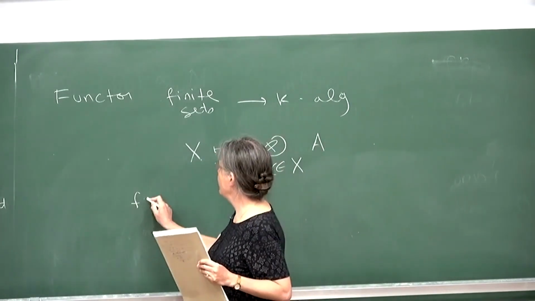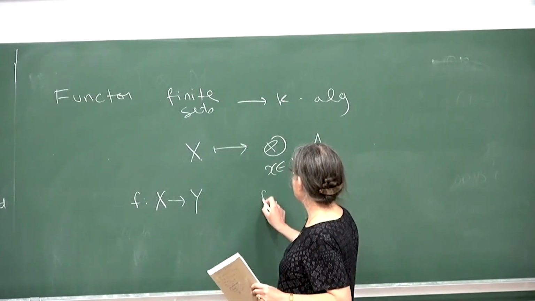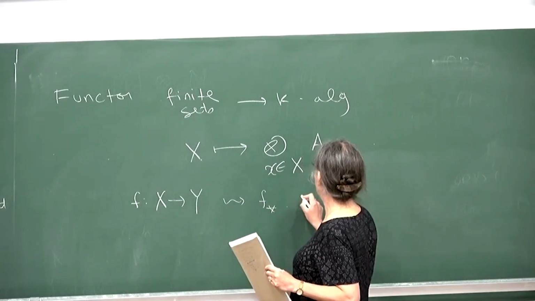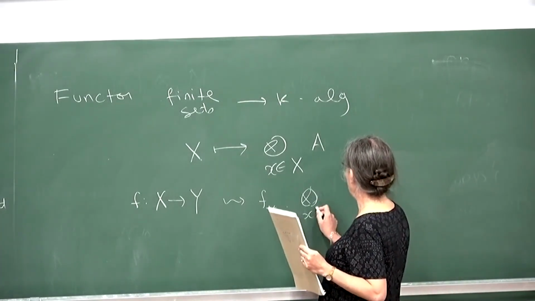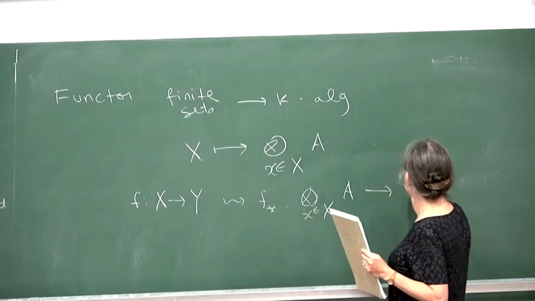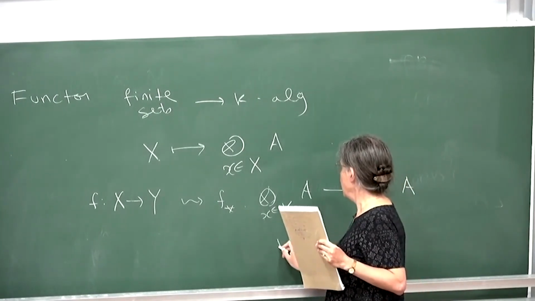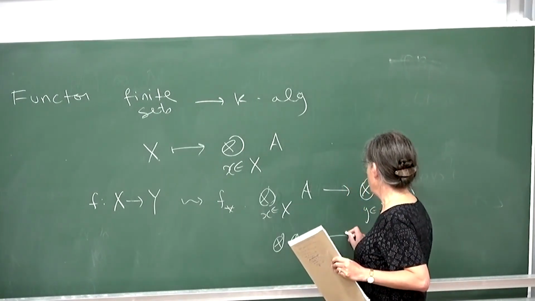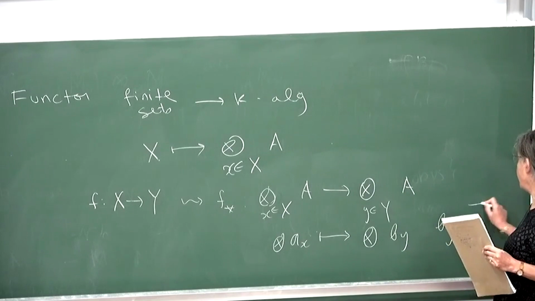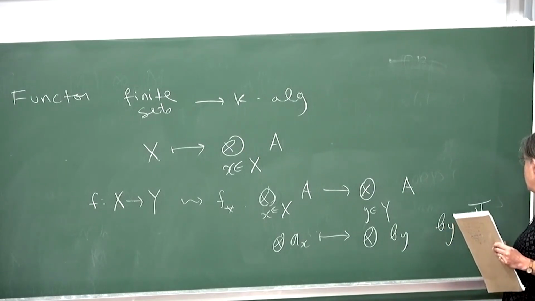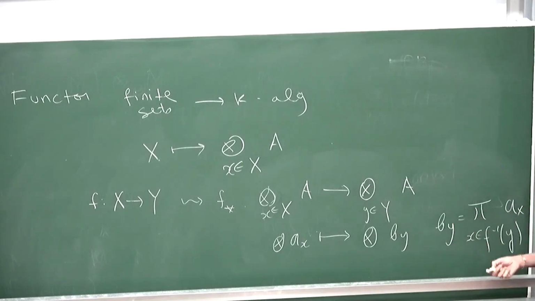And then if you have f from X to Y, again, this was discussed yesterday, I'll just write it more explicitly. So it gives you f star from the tensor over X of A to the tensor over Y of A, sending monomials to monomials like that, where b_y is the product over x in f inverse of y of a_x, and that's why we have units, and that's why we have commutativity.